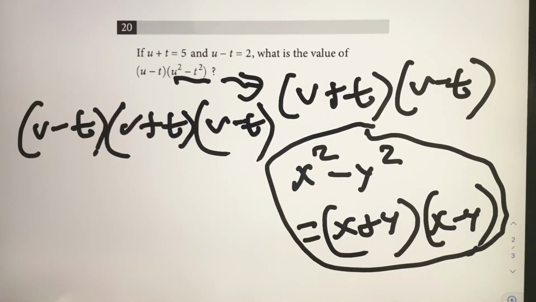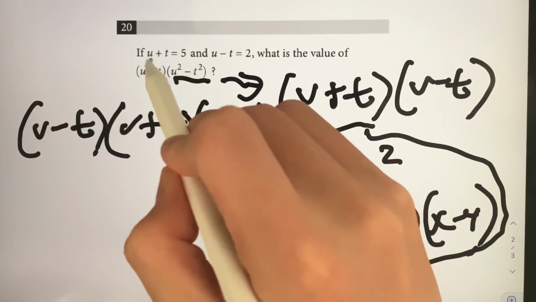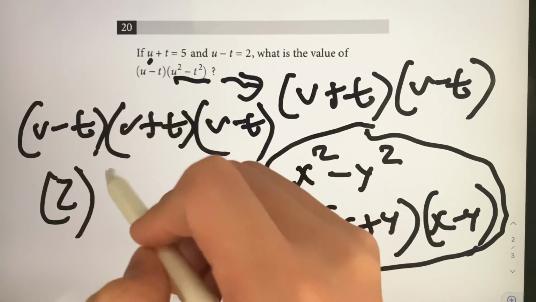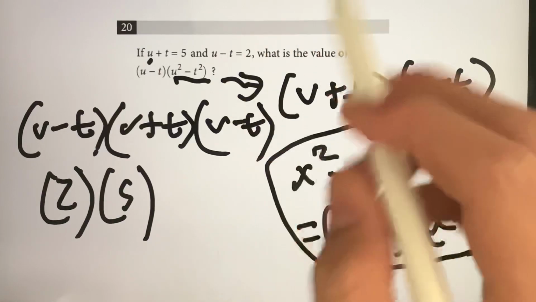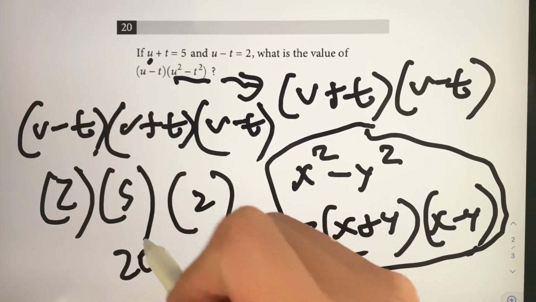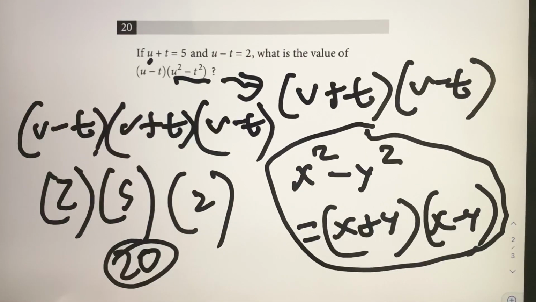Okay, I have all three of these. Now I just substitute because I'm given u plus t and u minus t. u minus t is equal to 2, u plus t is equal to 5, and u minus t is equal to 2 again. So I just multiply 2 times 5 times 2, which is pretty simple. It's going to give me an answer of 20, meaning your answer is going to be 20.